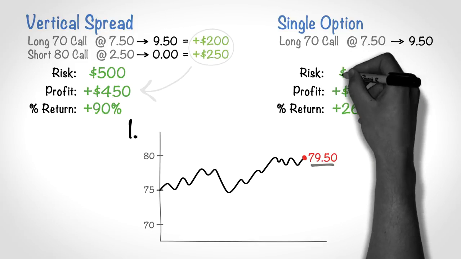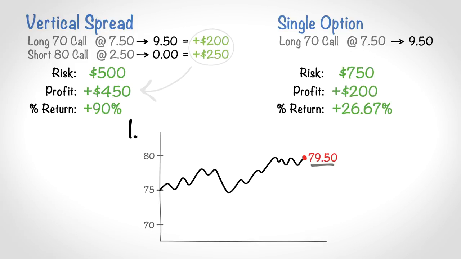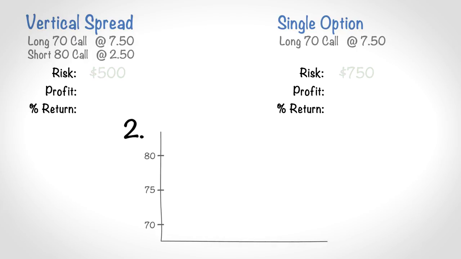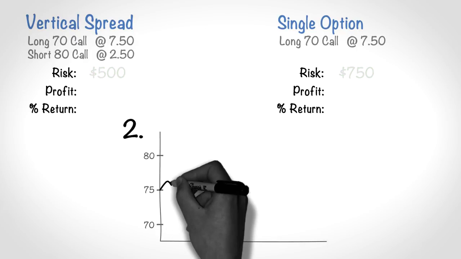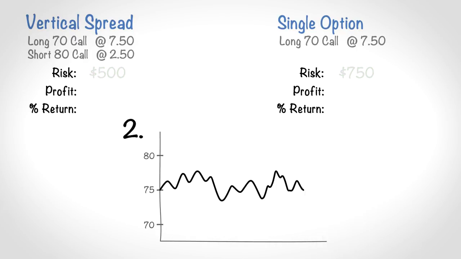Our max risk was $750; we paid to buy this option. Let's look at scenario 2. XYZ has mostly traded sideways, and at the expiration date, the price is still at $75 per share.